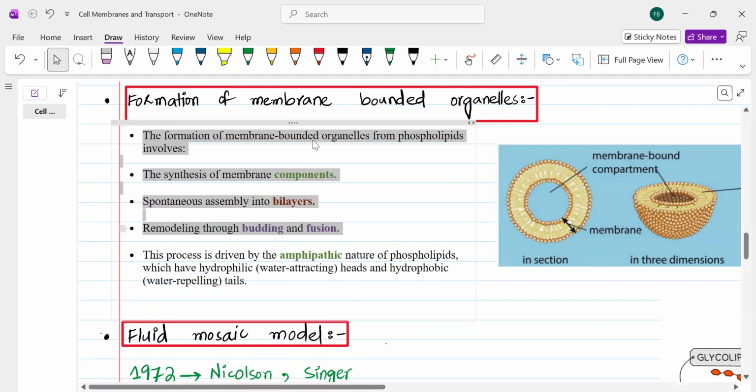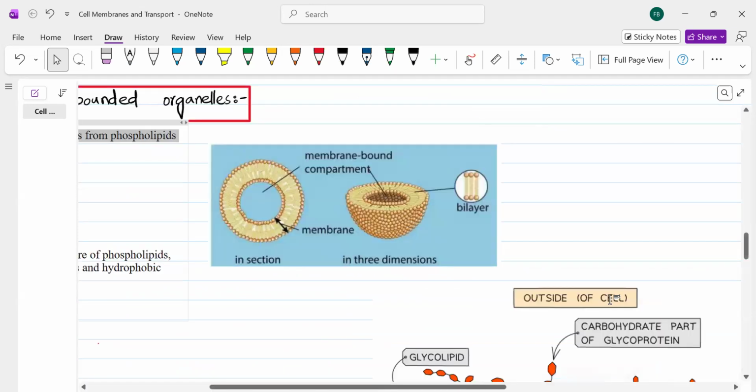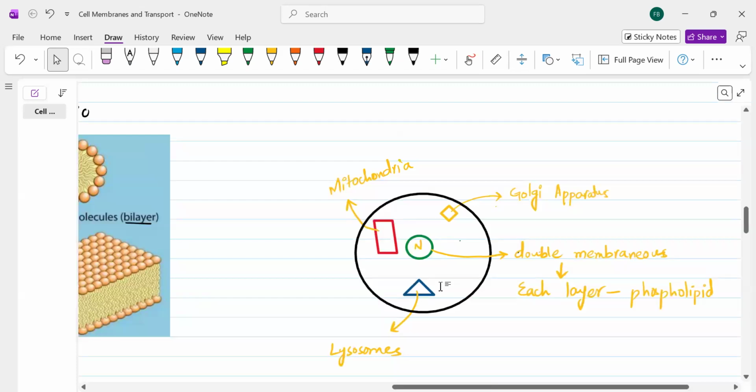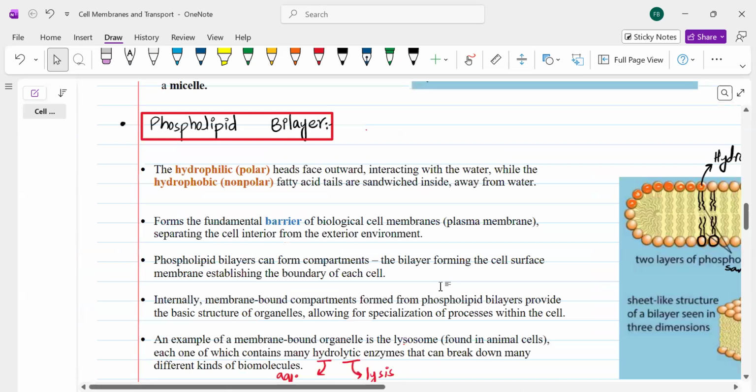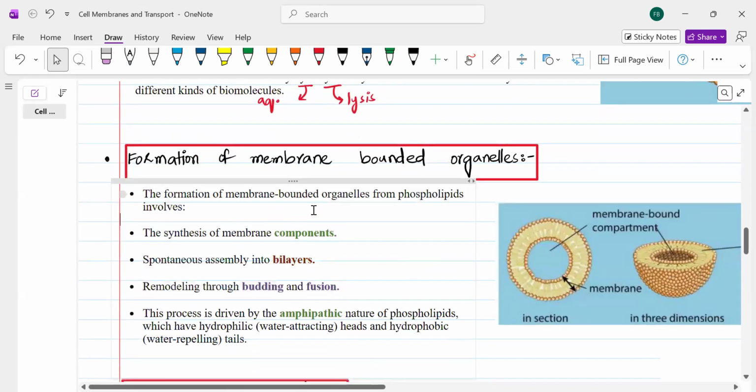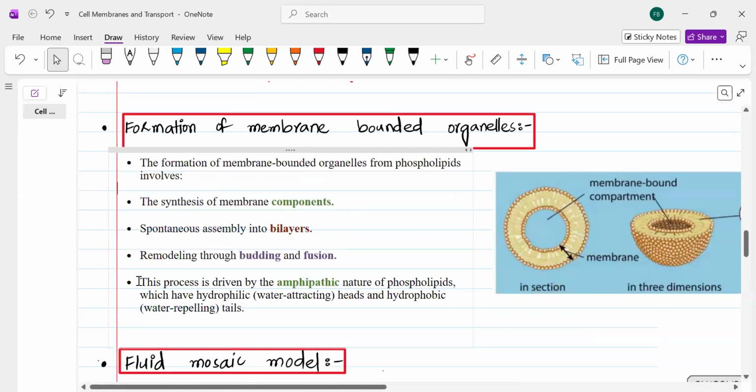It is quite simple. As I told you, all the organelles, if they have a membrane, their membrane will be formed by the phospholipid bilayer. Every membrane in the animal cell will be formed from the phospholipid bilayer. So it is mentioned over here, the formation of membrane-bounded organelles from phospholipid involves these four steps. What are these four steps? Three steps actually. First one is the synthesis of membrane components.